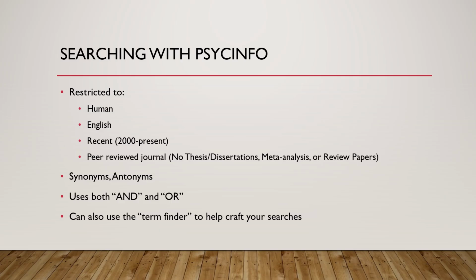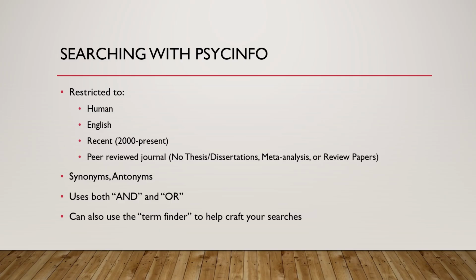So when you're searching PsycInfo, make sure you are restricting it to human, not AI generated articles. You want them to be in English, because we're doing English in this course. You want to make them recent, 2000 to present. The more recent your article is, the more it's going to help you out and showcase what's currently being done in the field. And you want to make sure that it's a peer-reviewed journal.